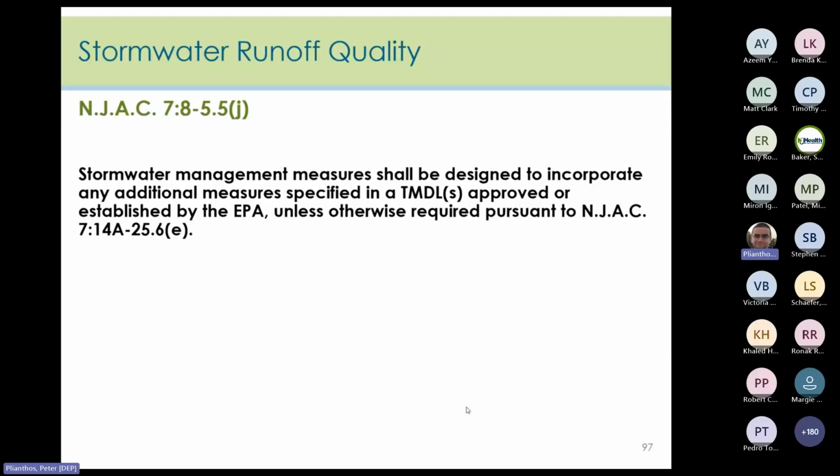Under the quality standards, there is the new N.J.A.C. 7:8-5.5(j). Stormwater management measures shall be designed to incorporate any additional measures specified in a TMDL approved or established by the EPA, unless otherwise required pursuant to N.J.A.C. 7:14A-25.6(e).